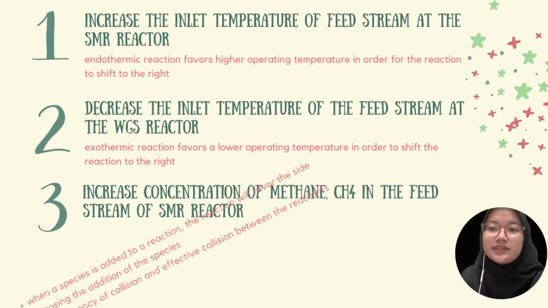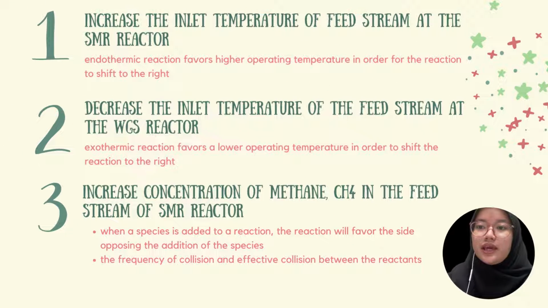The first strategy to increase the selectivity and yield of hydrogen in the SMR reaction is by increasing the inlet temperature of the feed stream at the SMR reactor. This is because an endothermic reaction favors high operating temperature in order for the reaction to shift to the right. Next, decrease the inlet temperature of the feed stream at the WGS reactor. This is because an exothermic reaction favors a lower operating temperature in order to shift the reaction to the right.